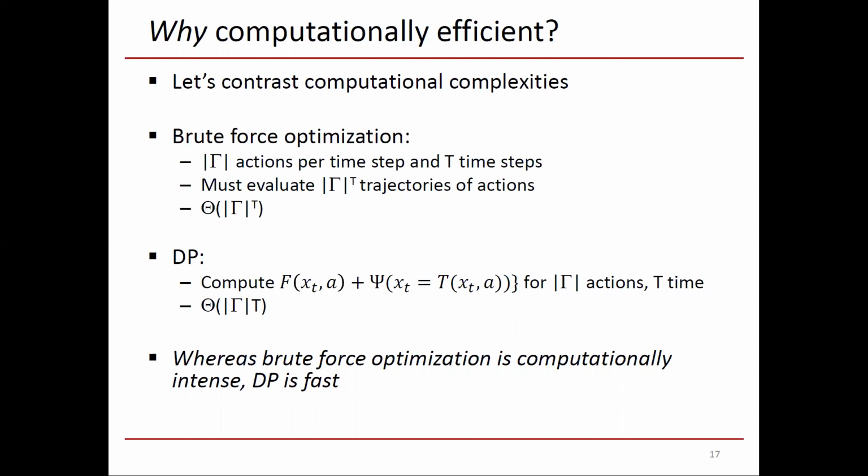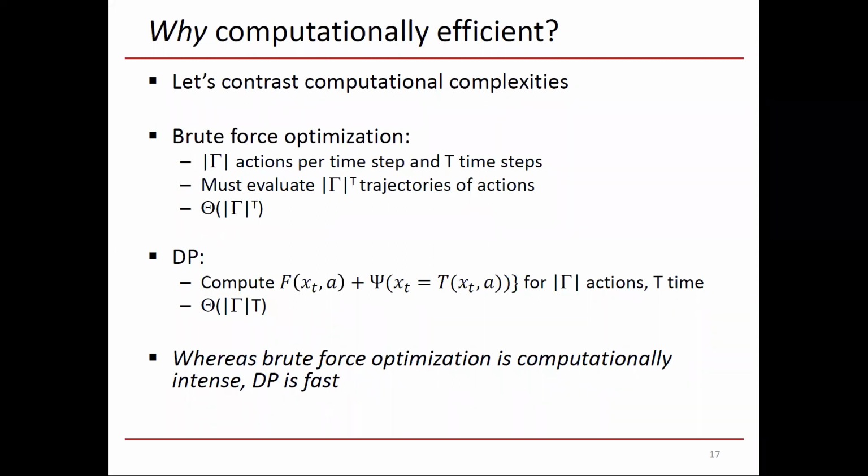In the brute force approach, we have cardinality of omega actions at each time step. We have capital T time steps till our horizon. And we have an exponential number of possible trajectories, cardinality of omega to the power of T. This leads to a computational complexity where, if we assume that each of these trajectories can be evaluated in constant time, and maybe not, maybe it requires theta of T time because we need to sum up T payoffs, but at least under the assumption that it's constant time, the computational complexity is theta of cardinality of omega to the power of T.